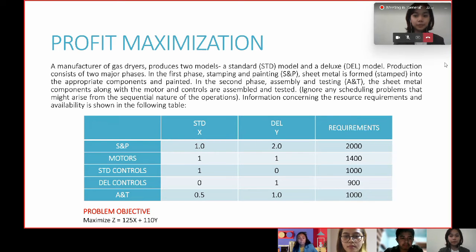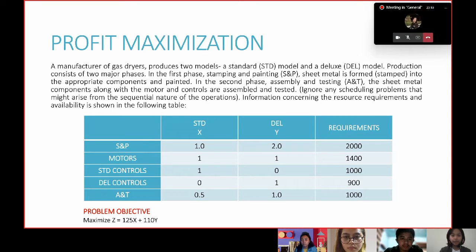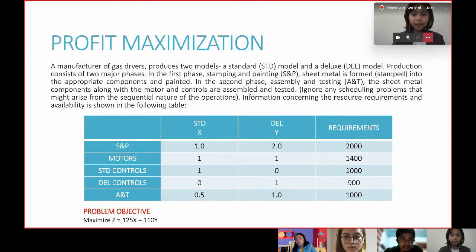For the first problem, we have profit maximization using the graphical method. It says here that a manufacturer needs help in choosing how many units of STD or DEL to produce. The first step in profit maximization is to set up the objective function and constraints in mathematical format. To do this, we would need to identify our decision variable, problem objective, and constraints.